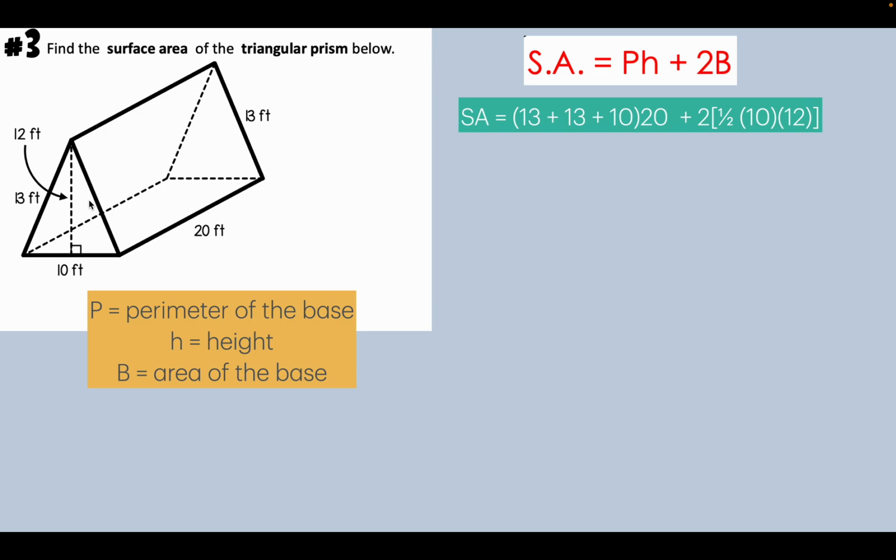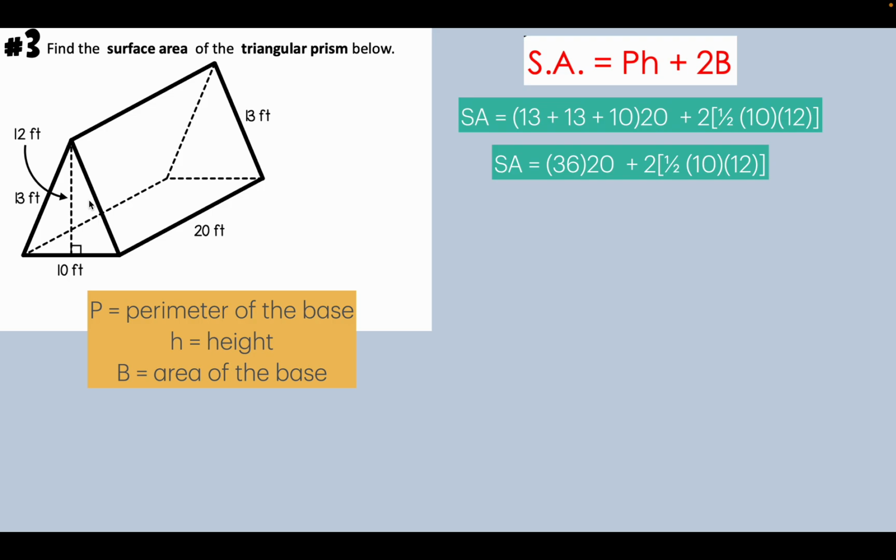So I know my surface area equals 13 plus 13 plus 10, which is the perimeter of the base, times 20, which is the height of the triangular prism, plus 2 times 1/2 times 10 times 12, which is how you find the area of the base. Now we follow our order of operations, which tells me I need to work within my parentheses first. So 13 plus 13 plus 10, and then bring everything else down.